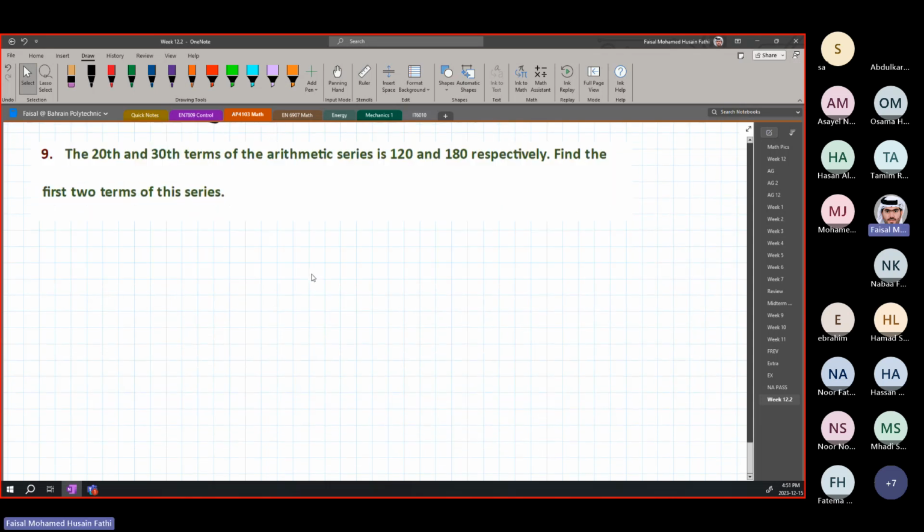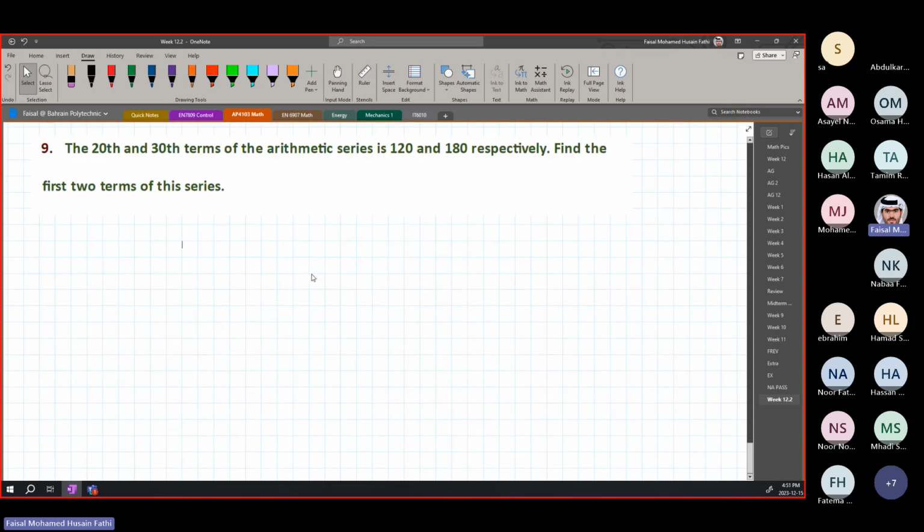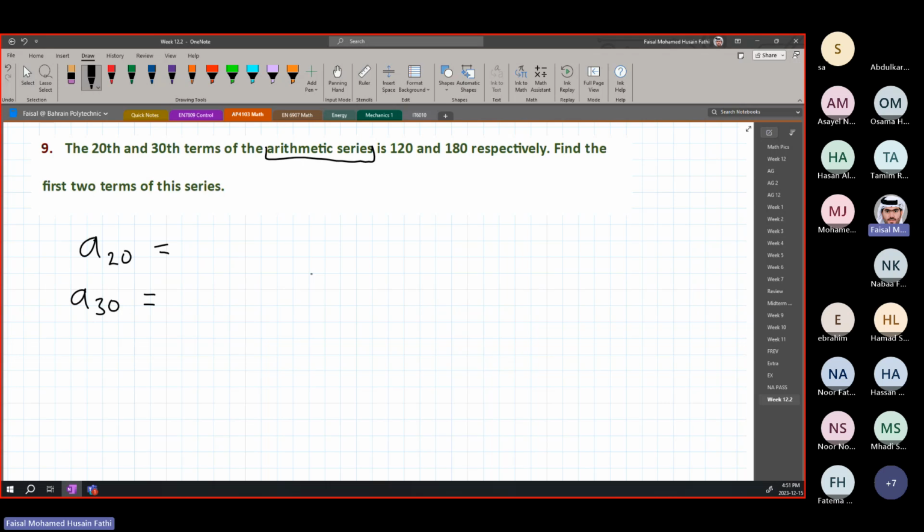Now, final question. The 20th and 30th term, what does that mean? A20 and A30 is equal to, of the arithmetic series, so we know it's arithmetic. We know we can use the arithmetic equations, is 120 and 180 respectively. Again, when they say respectively, all that means is the 20th is the 120 and the 30th is the 180. That's what respectively means.